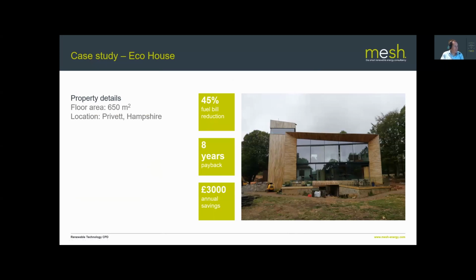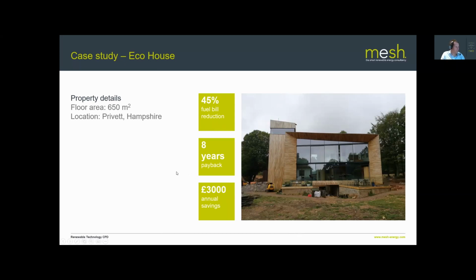So this is a little case study about a project we did in Privet in Hampshire. It's a lovely little village just off the A272 outside the Petersfield area, if you know that neck of the woods. And this was a new build property. This is, I think, the east facing facade from memory, but I may well be wrong. And you've got this very large window. What you can't really see on here is there's a courtyard that sits in the middle of the building as well.